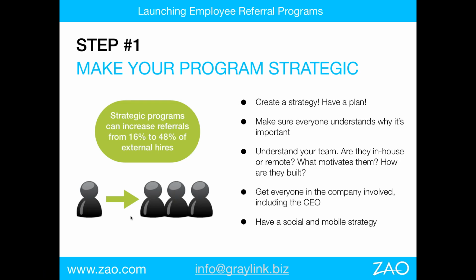Making a program strategic means that you make it important and you make it clear. We spoke about the reason why referrals are so important. You make it clear to everyone, and you have a strategy to make it work. And you think about all the things that you need to address. For example, are your employees in-house or remote? Are you in multiple offices? You know your team best, so use that to your advantage. What type of rewards motivate, and what kind of benefits might they be interested in? And because this is strategic, we see that when the CEO is involved, that increases referral and engagement rates substantially. And obviously, you need to address mobile and social, which we'll talk about as well.